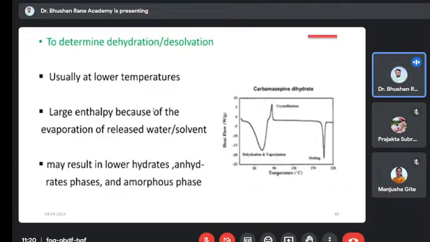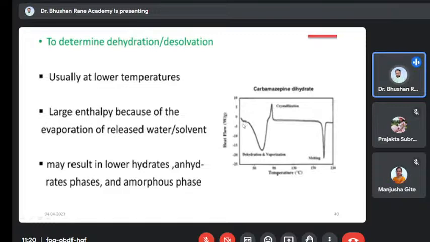DSC can also be used to determine dehydration and desolvation. Usually at lower temperatures, there is a large enthalpy because of the evaporation or release of water, which is in the hydrated form, or the solvent present with the molecule, and it may result in lower hydrates, unhydrated phase and the amorphous phase of the molecules.